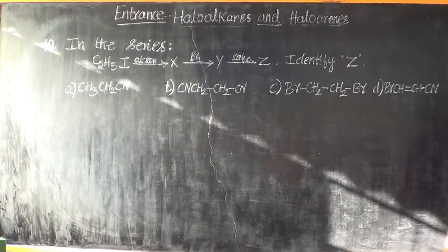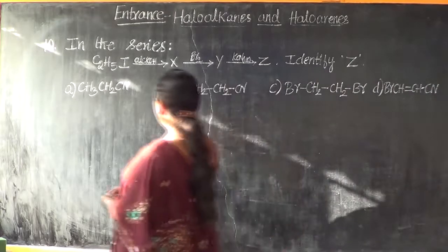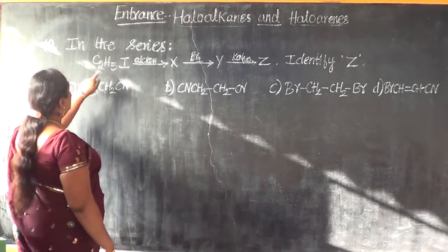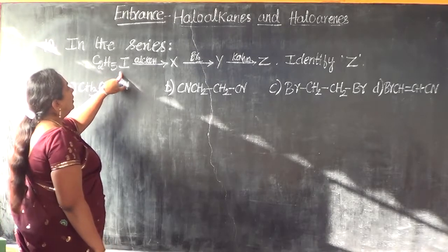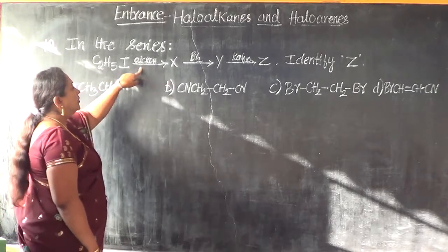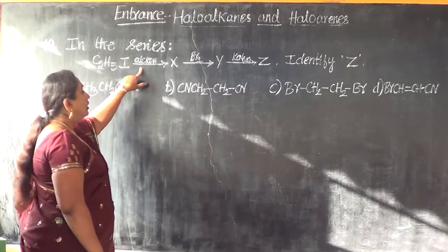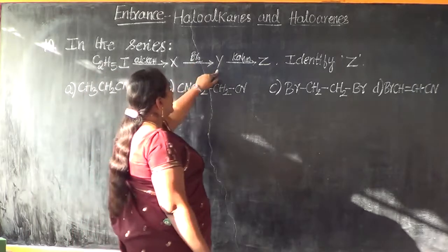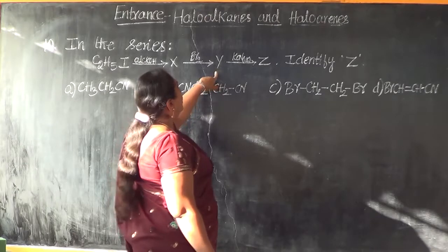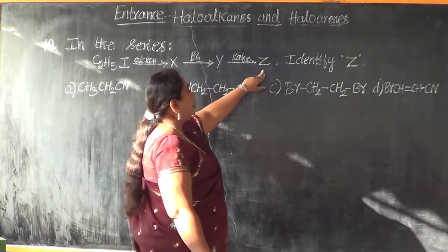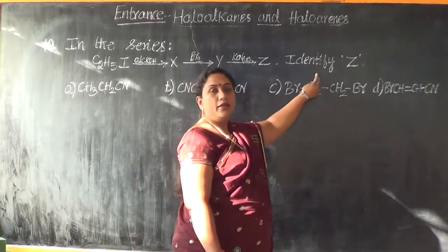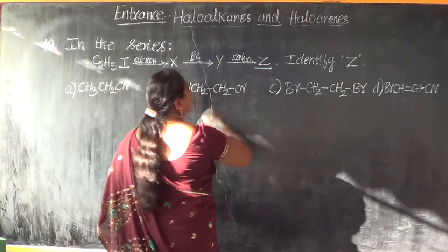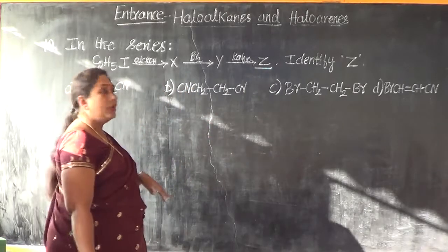Let us look into question number 10. In the series, there is an equation given to us. Let me just read it out. C2H5I gives X on treating it with alcoholic potash. X upon treatment with Br2 gives Y. Y on treatment with alcoholic KCN gives Z. Identify Z. So we are supposed to identify what this compound Z is.